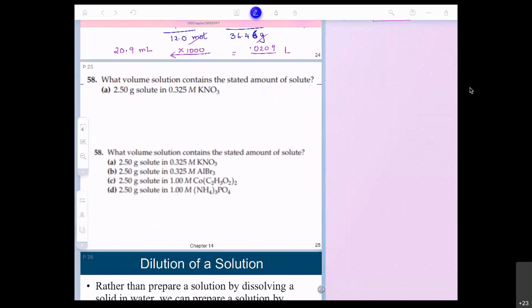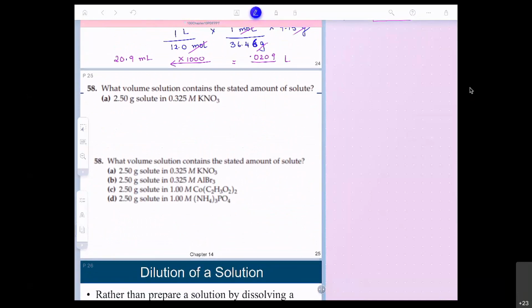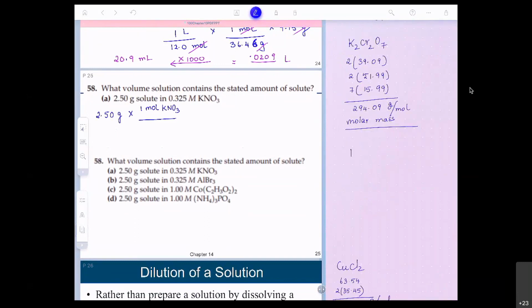2.50 grams of the solute in 0.325 molar. So what we can do now is this time for a change, we will start with 2.50 grams. We do want to cancel out the grams. So on the top is going to be 1 mole KNO3. We'll have to calculate NO3, and that's going to be 39.09. Let's say nitrogen is 14, oxygen is 3 times 15.99. As I said, if you wrote it as 16, it'd still be good. So let's go ahead and get this. This would be the molar mass.